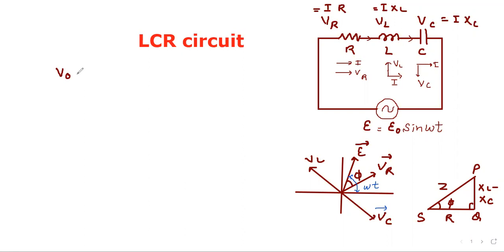So V0 across resistance is equal to I0 R. We are considering peak value. V0 across inductor is equal to I0 times XL. V0 across capacitor is I0 times XC.